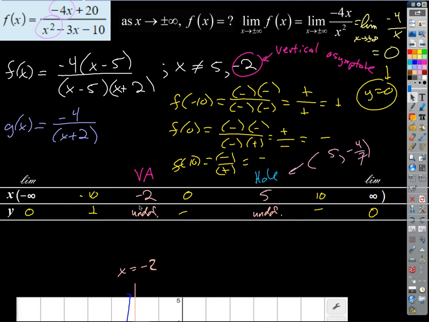In both cases, on the x row of my 2-row table, I'm going to write in those important places where the function's undefined, and in the y row, I would write undefined to remind me that it's undefined there. But what I want you to do is, up at the top of that column, write either VA, which is vertical asymptote, or hole, right? So it reminds you what exactly is going on at those places, okay?